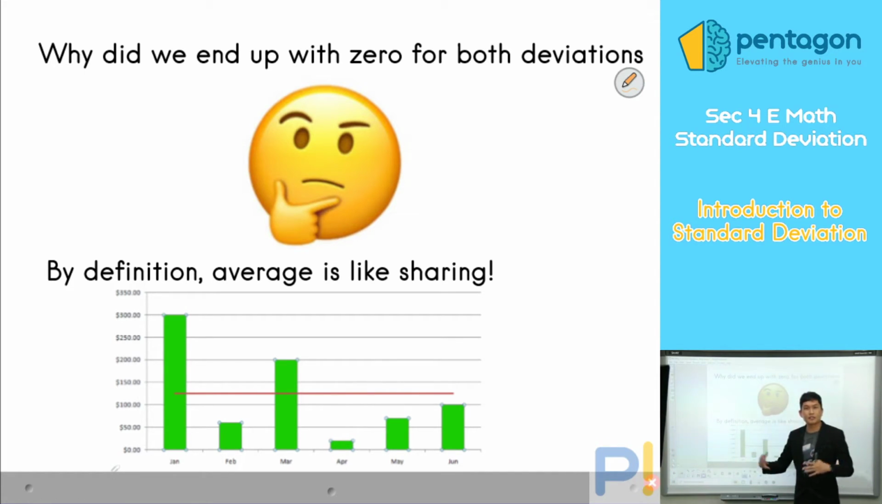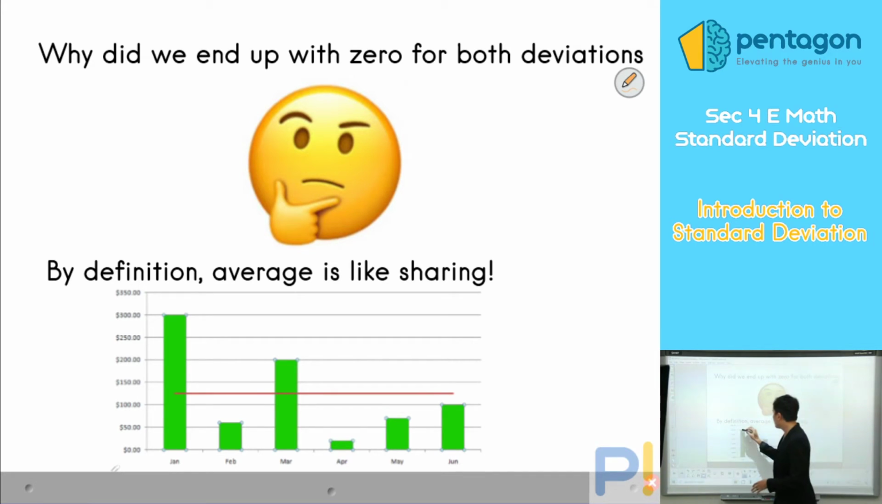The 6 of them get together and say, hey, let's put all our money together and then we divide by the number of people. That's average, right? So what happens? The people who have more end up giving to the people who have less, and those who have less will be receiving from those who have more.